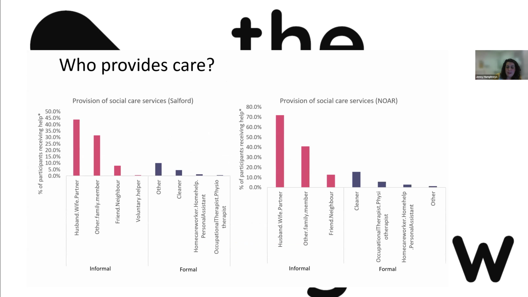see in both cohorts is that the vast majority of care provided comes from family members and then friends and neighbours. So very little care was provided to either group by home care or by the local government. A few people had some help from a cleaner or from occupational therapists.